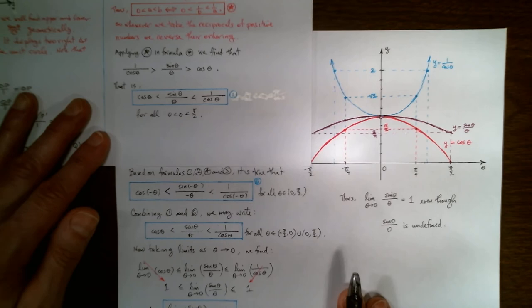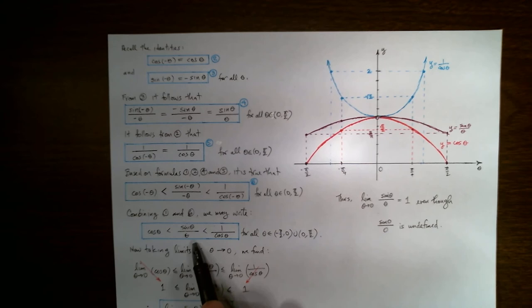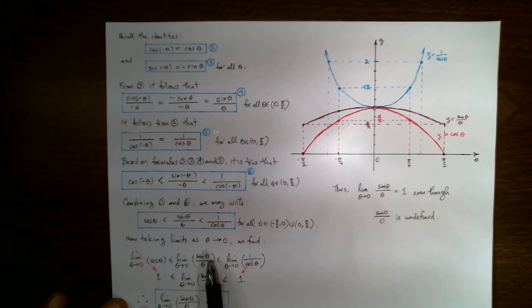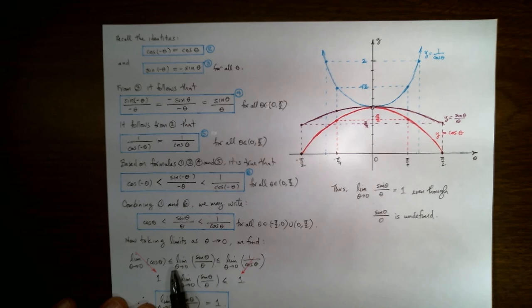And now, with that in mind, we're in a position, finally, where we could take limits in this inequality, take limits on all sides as theta approaches 0. So what does that lead us to find? Well, as theta approaches zero, the limit of the cosine of theta must be less than that of the sine of theta over theta as theta approaches zero. Or possibly they could be equal, right?